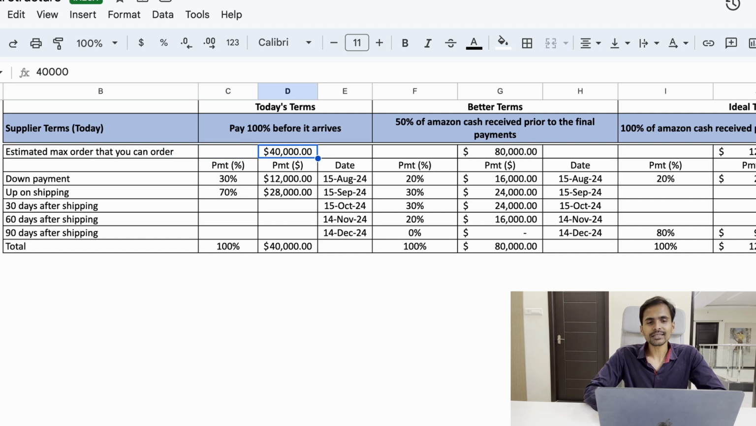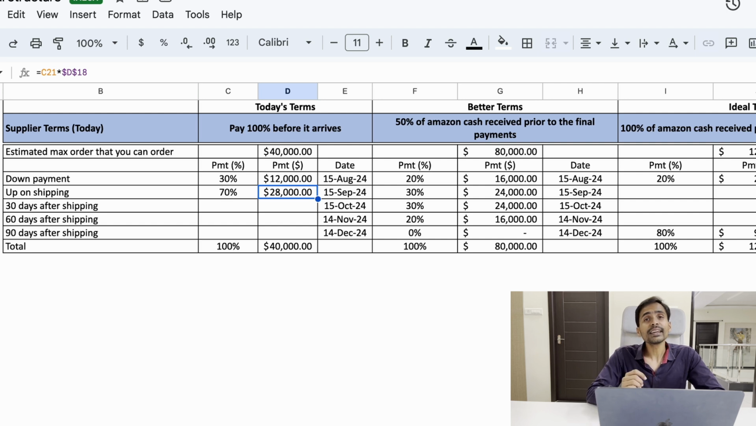Now, if I go with today's terms, wherein I am operating on a 30-70 split ratio, 30% of the money I am supposed to pay as down payment, and then the remaining 70% of the money is to be paid once the goods are shipped, right? So if the inventory cost is around $40,000, it means that I need to pay around $12,000 in deposit or down payment, and then the remaining 70% at the time of shipping. Now here is the thing, while I spend $40,000, I'm not making any money from Amazon at this point in time, as in I don't have any revenue, I'm just paying $40,000 from my pocket.